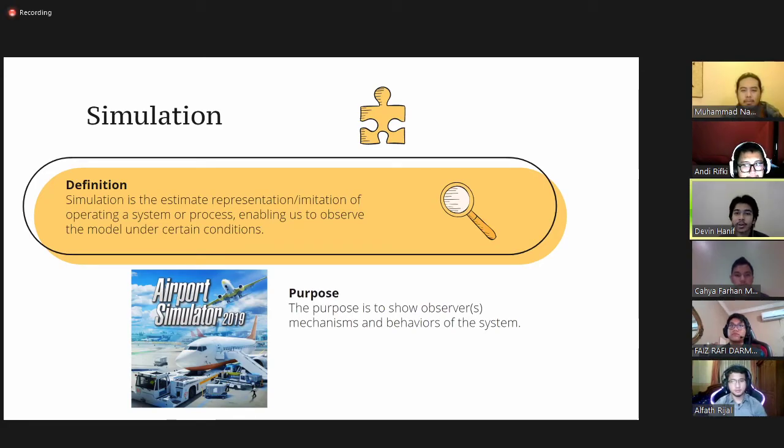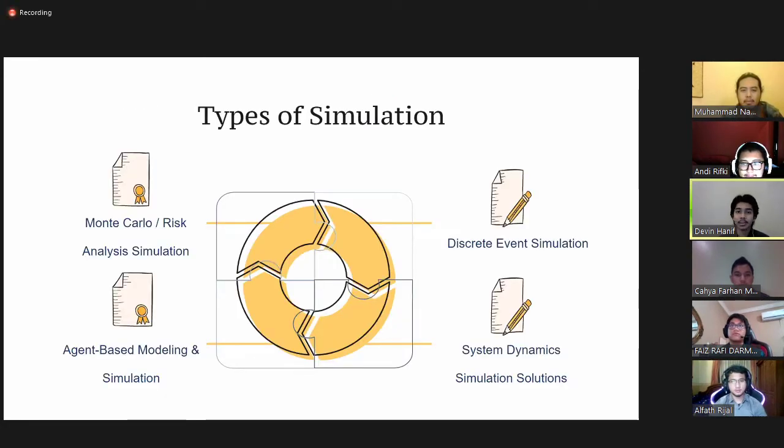There are four leading types of simulation. Number one is Monte Carlo for risk analysis. The second is agent based, for focused agents inside the system itself. The third is discrete event simulation for discrete events. And last but not least is system dynamics, for focusing on broader entities in the system itself.